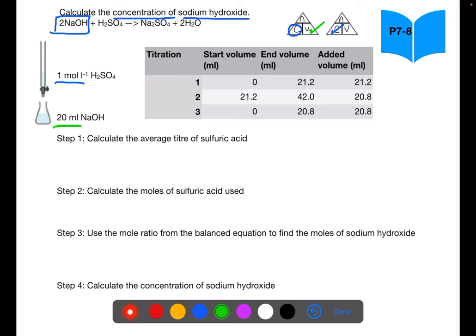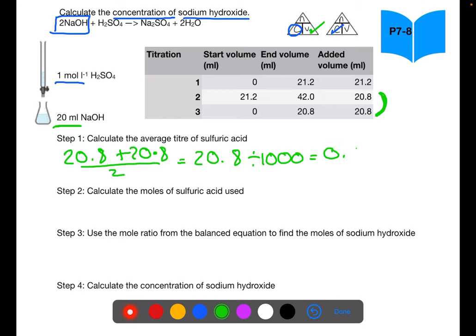Now, to use the table, we're looking for what we call concordant titres. So these need to be two volumes that are within 0.2 of each other. So you can see that we have these two volumes here, which are 20.8, so they're the same. So we can use these for our average titre. So we would take 20.8 plus 20.8 and divide by 2 to get an average, and then divide that by 1000 so that that is in litres.